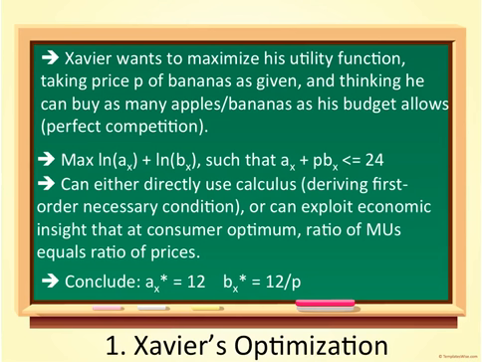Okay, so from all that, you can conclude that the optimal apple consumption is 12, and the optimal banana consumption is 12 divided by P. Let me talk about this for a second.